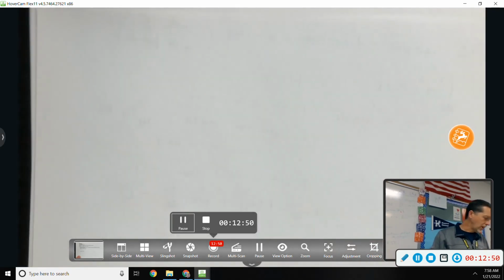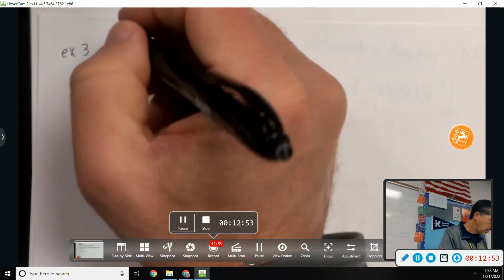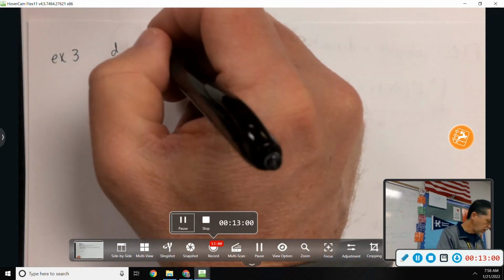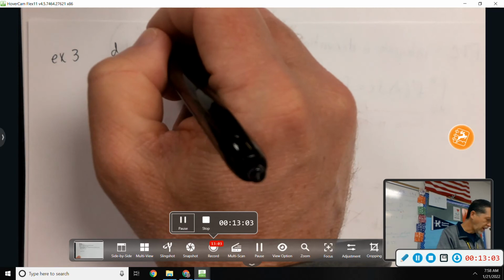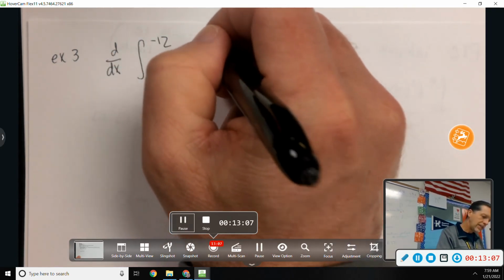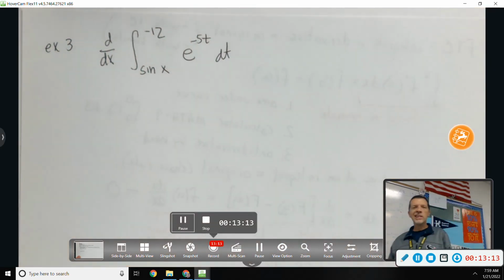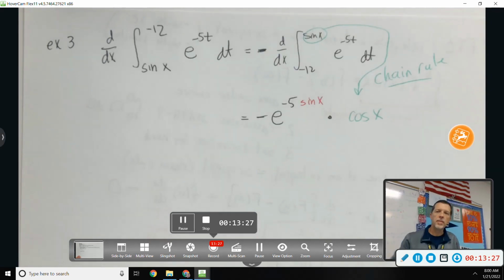Let's do one more. d dx of the integral from sine of x to negative 12 of e to the negative 5t dt. It looks awful because like there's a derivative, there's an integral, there's a sine, there's an e to the power. Like it looks terrible, but you know that derivatives and integrals cancel each other out. So you try that one and then we'll see. How do we feel about that? So get it set up right. Plug in the top one. And don't forget the chain rule. It's pretty easy.